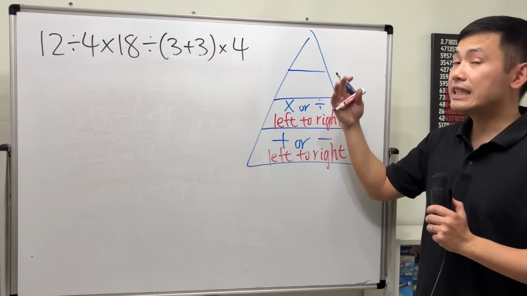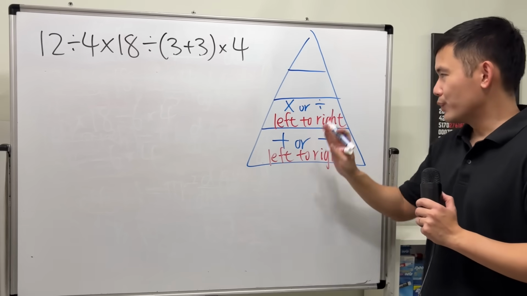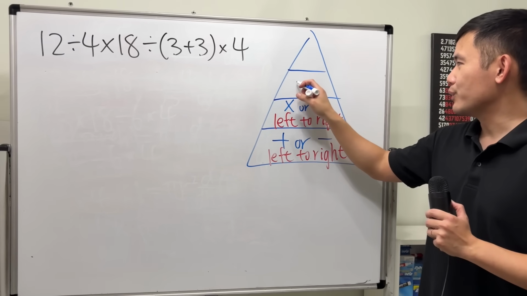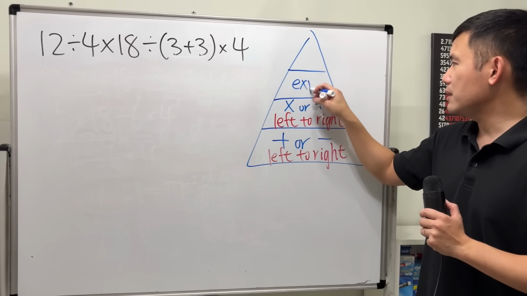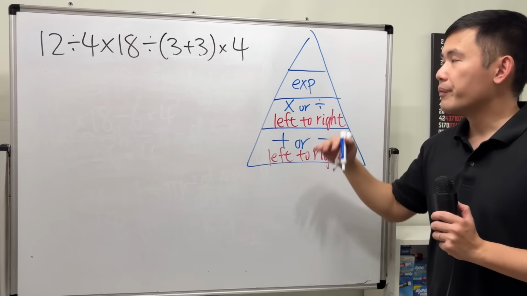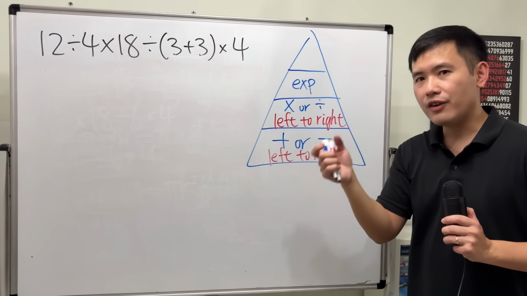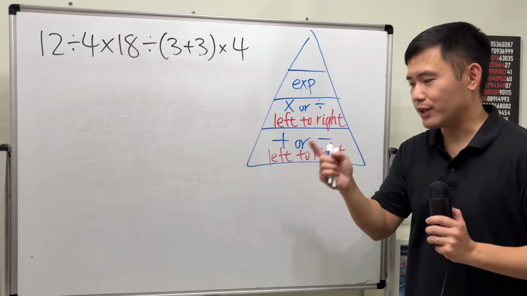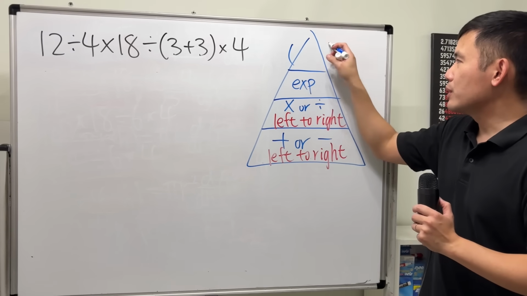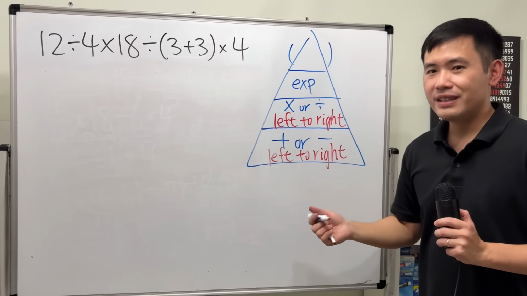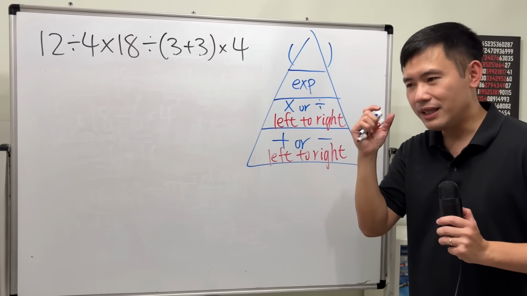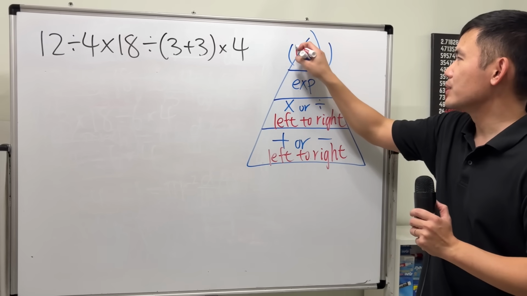Next, we have exponents, but we don't have that here. We are safe, but I will still put it down right here for you guys anyway. So that's exp. Lastly though, whenever you have an expression inside of the parentheses, you have to do it right away. So some people tell you, you do the parentheses first. What it says is, you have to do the inside of the parentheses first. So it's the inside.